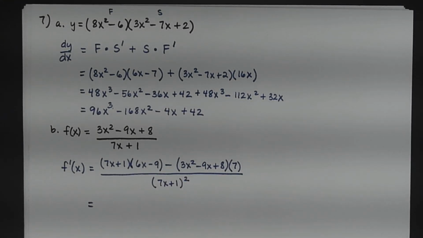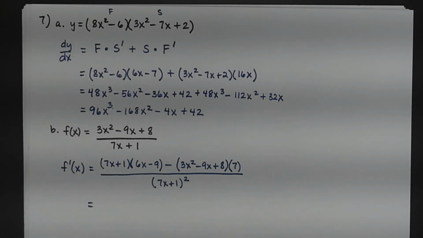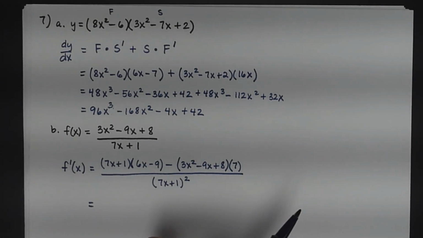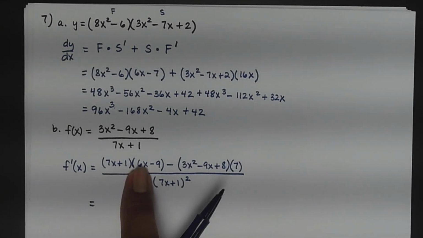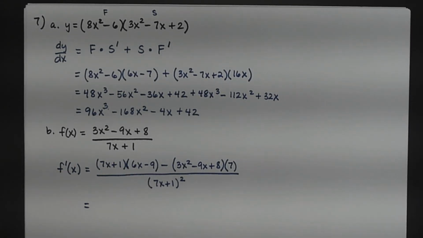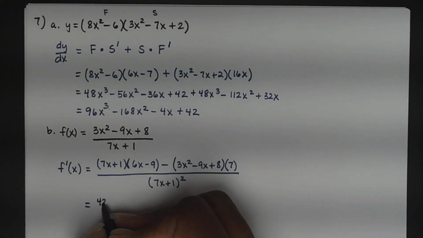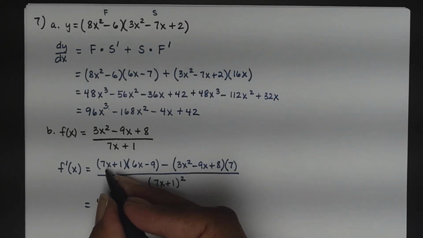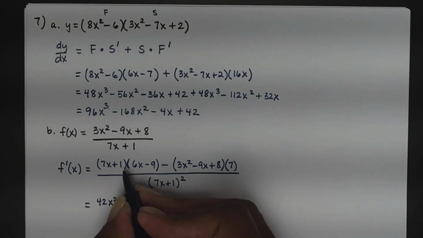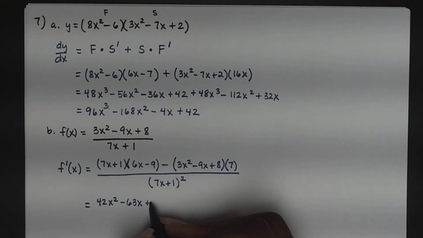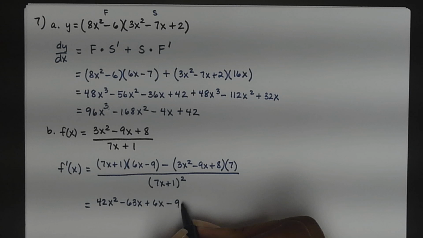Okay, so now let's simplify the numerator a bit. This part I need to use the FOIL method. So 7x times 6x will be 42x squared. The outer, 7x times a minus 9, would be minus 63x. Inner, 1 times 6x, will be plus 6x. And then 1 times a minus 9 would be minus 9.